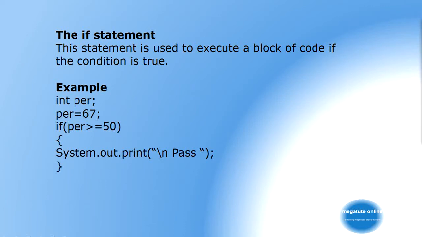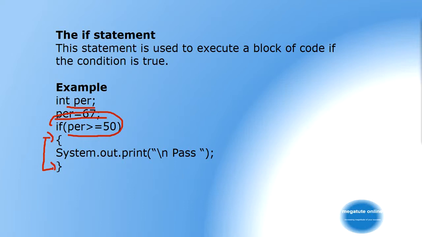So over here in this example, we have taken a variable percentage and we have stored the value 67 to it using the equal to operator. Now we are checking whether this percentage is more than 50 or not. If this percentage happens to be more than 50, that means if this condition happens to be true, then this block will be executed and it will say pass. All right. So I think that's simple.